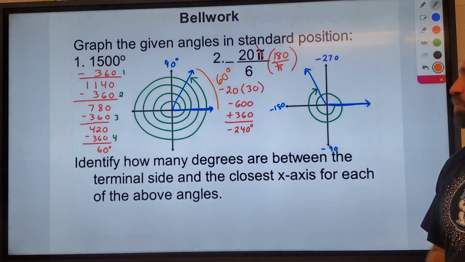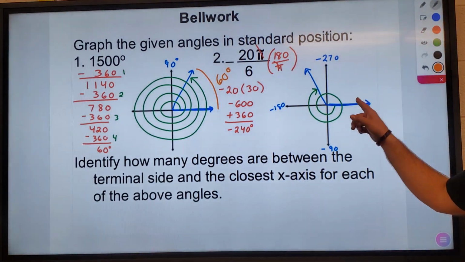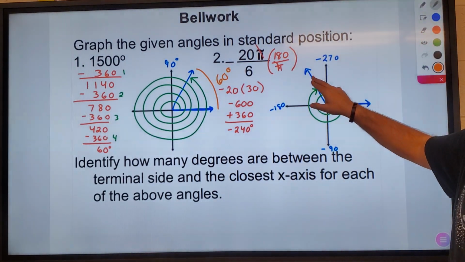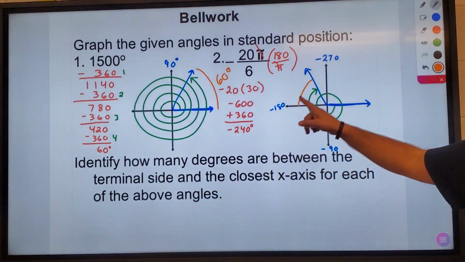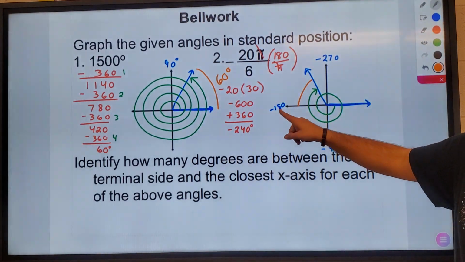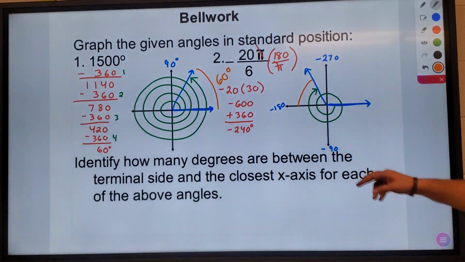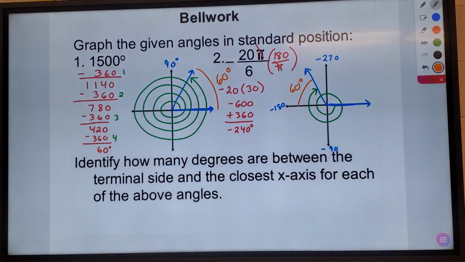For this one now, this is actually closer to the negative x-axis and not the positive one because the distance here is smaller than the distance here. So now I'm looking at the distance between here and here. I'm going to take 240 and I need to find out how many degrees from 240 to 180. So I can just subtract those. If I take 180 away from 240, or 240 minus 180, I get again 60 degrees. And that's all the bell work is asking for.